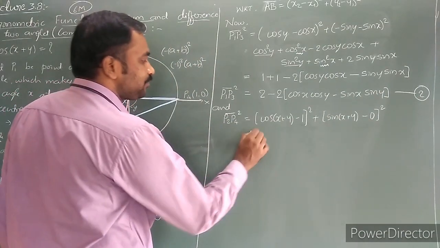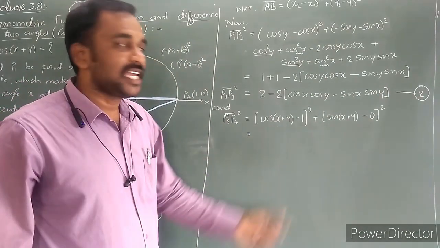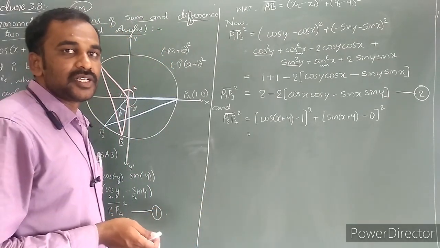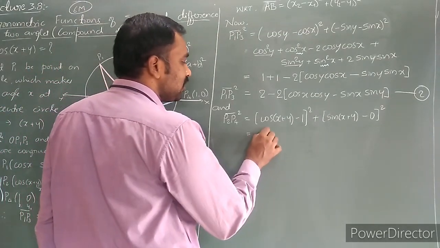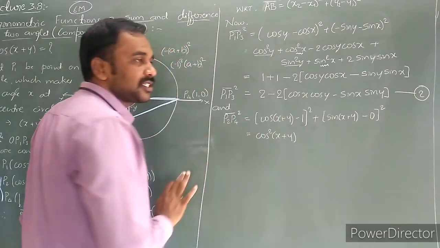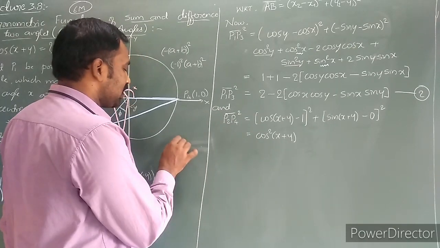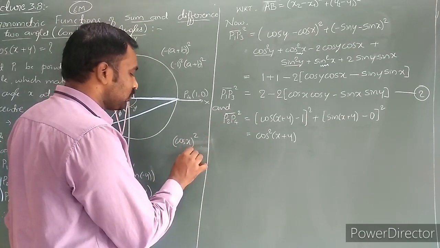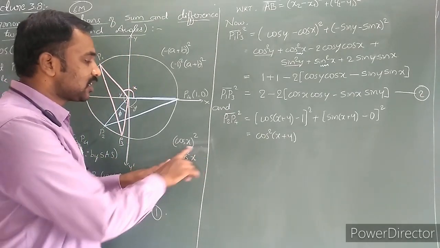Now simplify. Again here, a minus b whole square. What is a minus b whole square? a square plus b square minus 2ab. This is cos square of x plus y. The angle is x plus y, so the ratio whole square. We already know that cos of x whole square we can write as cos square of x. Don't write the x square.